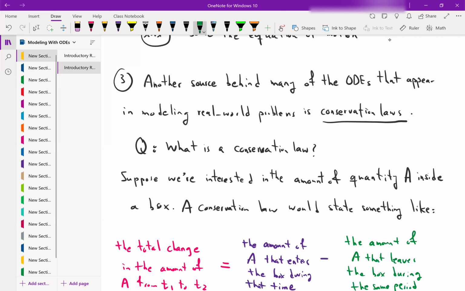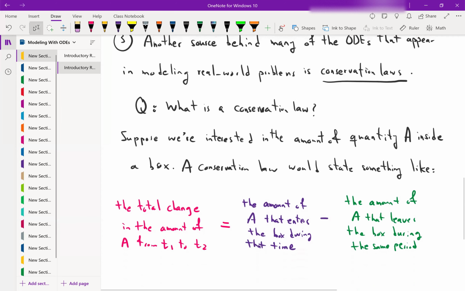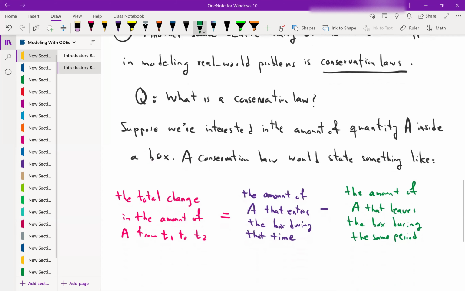Do you agree with me that this makes perfect sense, right? So I have a box, I have a pipe, I have a tank, and this quantity A is here, and I'm interested in the change in the amount of quantity A from time t equals t1 to time t equals t2. What this equality is telling me is that if you want to understand how much the quantity A changes, look at the amount of A that enters the box and the amount of A that leaves the box. The amount of A that enters the box minus the amount of A that leaves the box will be the change in the amount of A from t1 to t2.